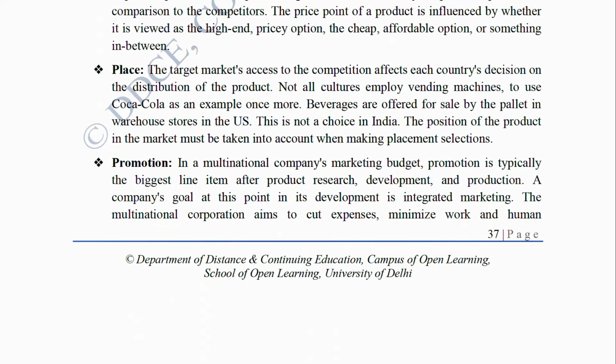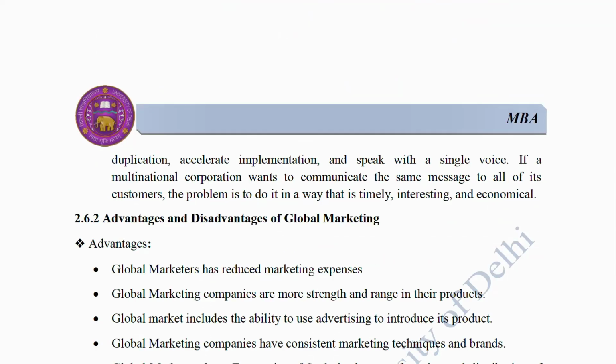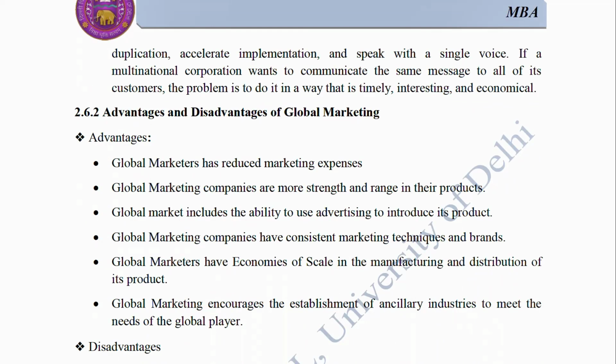Promotion. In a multinational company's marketing budget, promotion is typically the biggest line item after product research, development, and production. A company's goal at this point in its development is integrated marketing. The multinational corporation aims to cut expenses, minimize work and human duplication, accelerate implementation, and speak with a single voice. If a multinational corporation wants to communicate the same message to all its customers, the problem is to do it in a way that is timely, interesting, and economical.